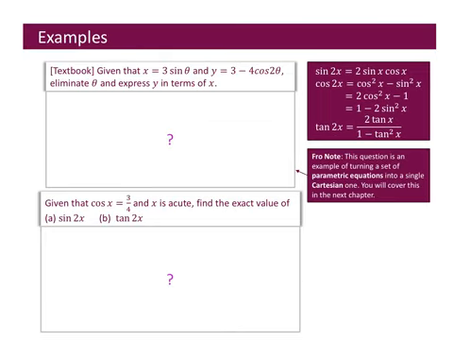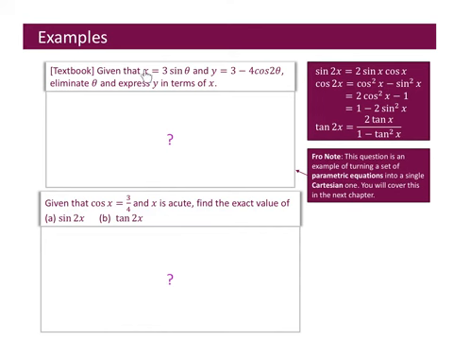So here are some more examples of how we might use the double angle formula. Given that x equals 3 sine theta and y equals 3 minus 4 cos of 2 theta, eliminate theta and express y in terms of x. So we're going to need an equation where y equals something with x in.